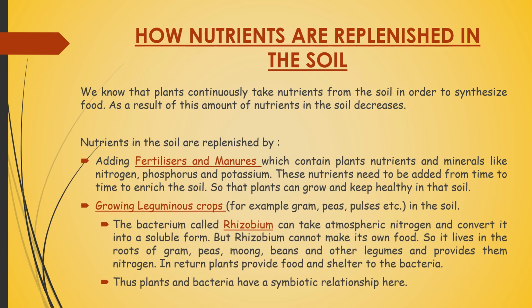Growing leguminous crops. Leguminous plants are gram, peas, pulses, etc. The bacterium called rhizobium can take atmospheric nitrogen and convert it into a soluble form. But rhizobium cannot make its own food. So it lives in the roots of leguminous plants to provide them nitrogen. In return, these plants provide food and shelter to the bacteria. Thus, plants and bacteria have a symbiotic relationship here.